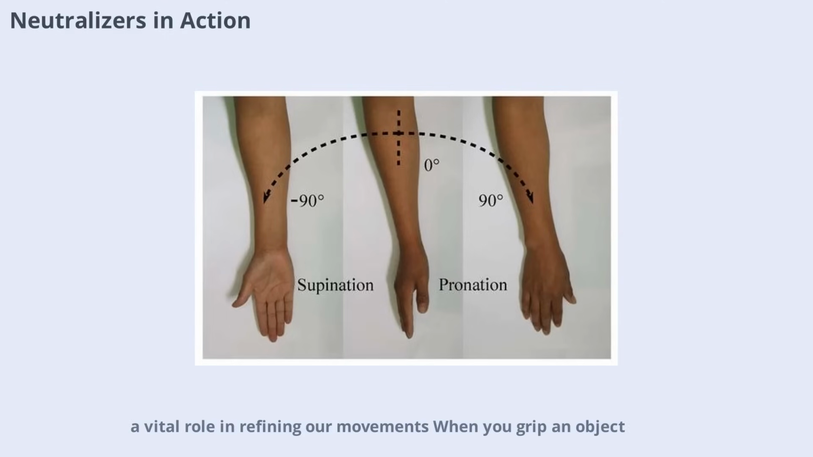When you grip an object, multiple muscles work together, with neutralizers ensuring that only the intended motion occurs. This coordination allows for smooth, controlled actions, whether you're writing, throwing, or performing a complex sports skill. Without neutralizers, our movements would be less accurate and more prone to error.